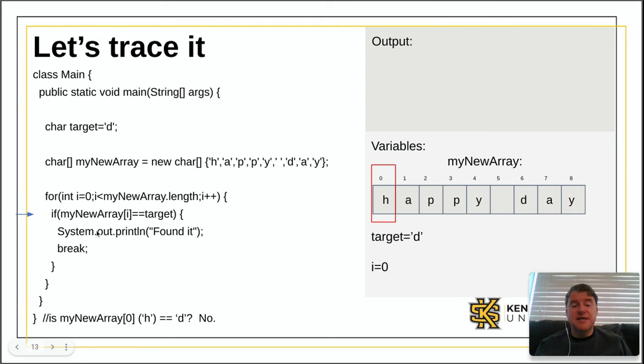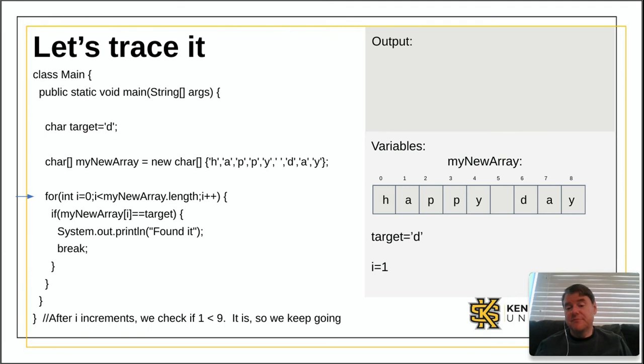All right, it checks if my array at position 0, because I is currently 0, so that's this first cell which has an H in it, is equal to the target, which is a D. Well, that's not true. H is not equal to D. So it's going to skip over the if statement. That gets us to the bottom of the loop, and we're going to go back to the top and increment I. I becomes 1. 1 is still less than 9, so we keep going.